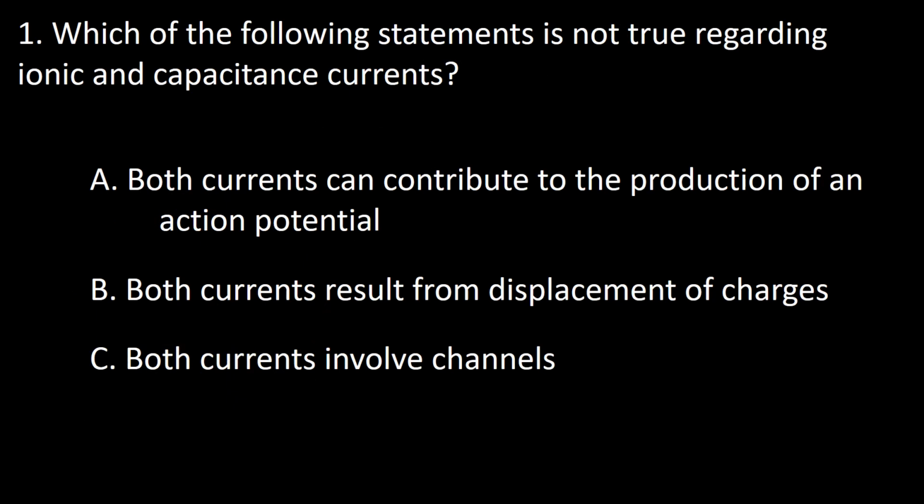The first question is, which of the following statements is not true regarding ionic and capacitance currents? A. Both currents can contribute to the production of an action potential. B. Both currents result from displacement of charges. C. Both currents involve channels.